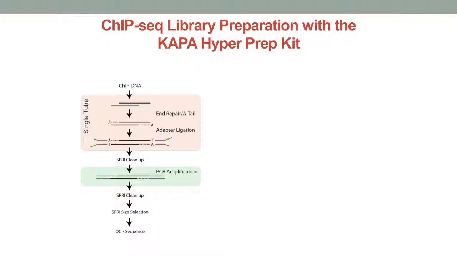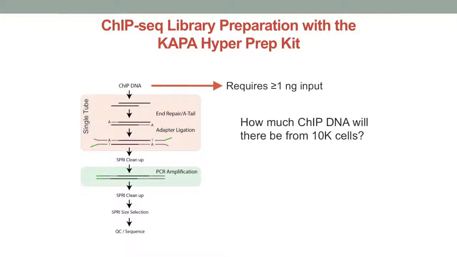So we use the KAPA HyperPrep kit, as Adriana mentioned, and it simply starts with DNA, and it uses a single tube to do the end repair, A-tailing, and adapter ligation reaction, followed by one SPRI cleanup, a PCR amplification, and then an optional size selection, and you're ready to sequence. So the whole protocol can be completed in one workday. The HyperPrep kit currently recommends 1 nanogram or more for ChIP-seq. So what we wanted to know is, if we're going to push this assay down to 10,000 cells, what is our input range going to be?